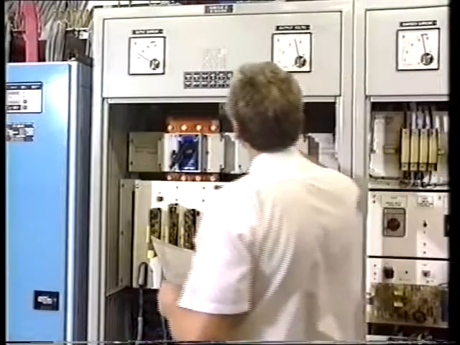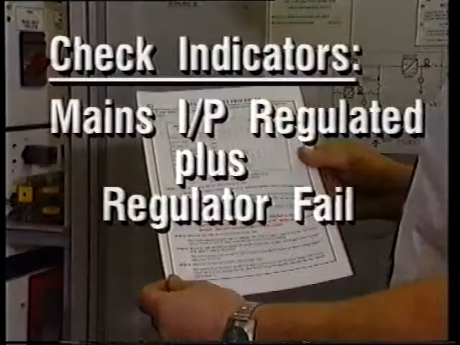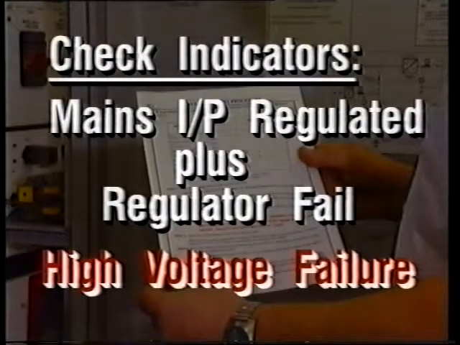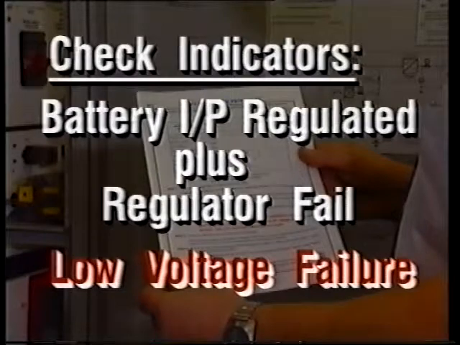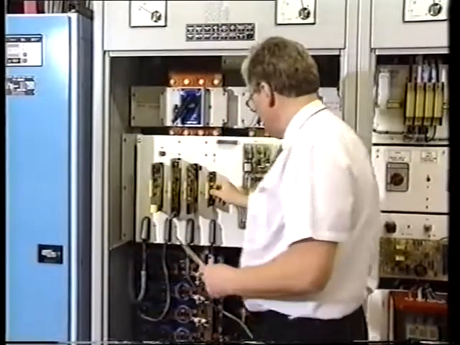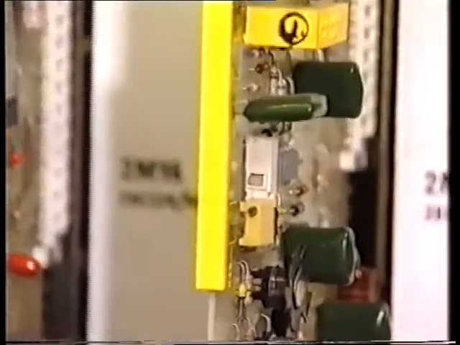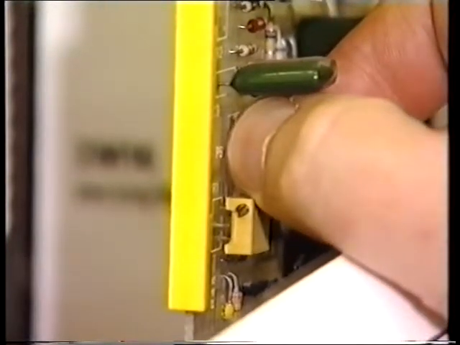Step 1. Check that along with the other alarms in the table, A, the mains input regulated indicator is on, indicating that the regulator failed on extra high voltage, or that B, the battery input regulated indicator is on, indicating that the regulator failed on extra low voltage. Step 2. Operate the output EHV/ELV alarm reset push button PB1, which is located on card 2M15, to reset the output voltage high-low alarm.